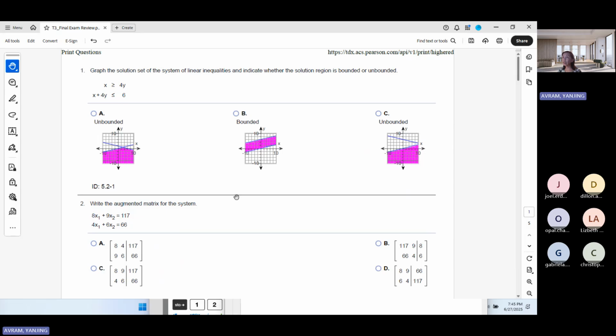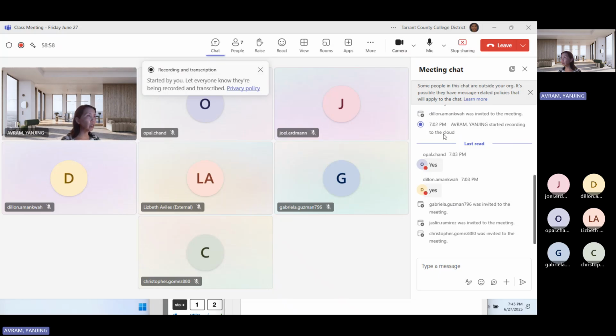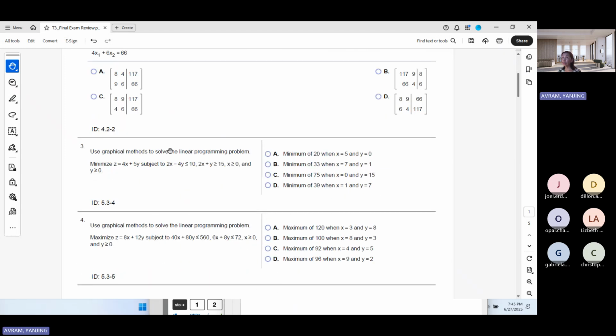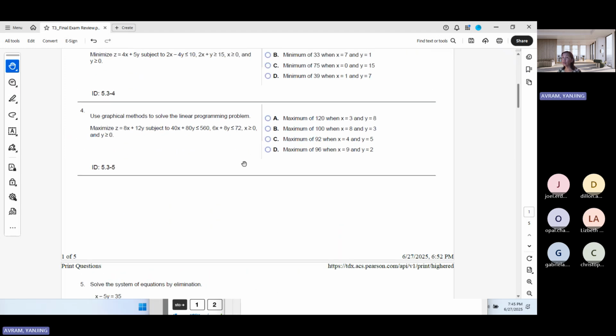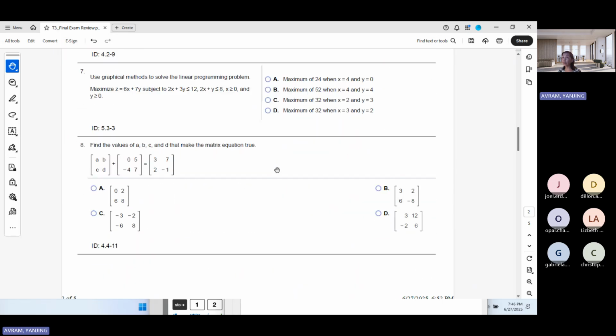Okay. Any questions? Anyone has any questions? All right, so that's the graphing. Graphing is very important because in our next section, you will need to find this corner point. The first thing you need to do is graphing. Okay, so that's 5.2.